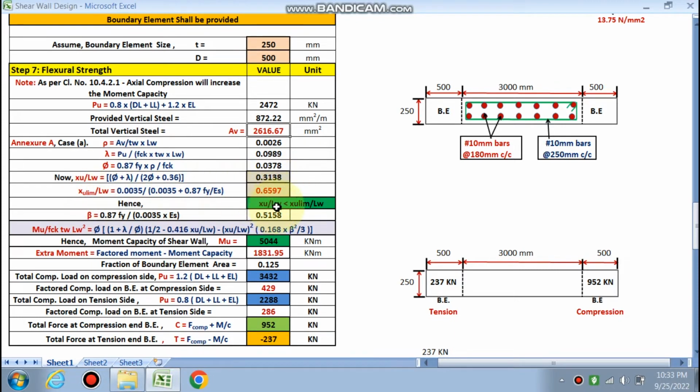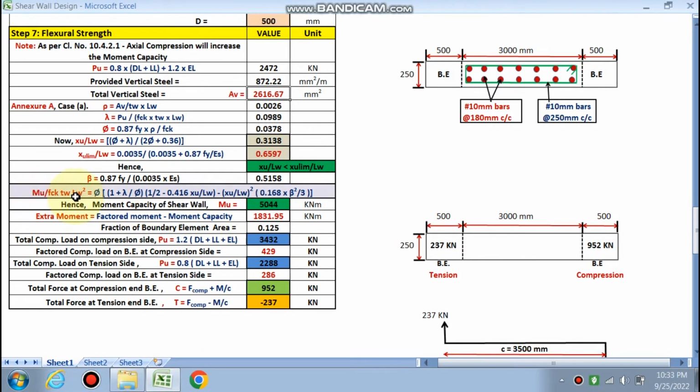So hence XU by LW is less than XU limiting by LW. So beta is calculated by this formula. So this much is the beta, and finally you have to put all these values in this formula. You will calculate the Mu. This is the moment capacity of shear wall. So moment capacity of shear wall is 5044 kilonewton meter, right?